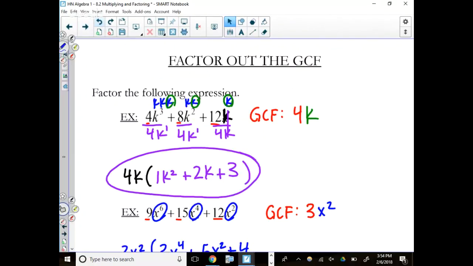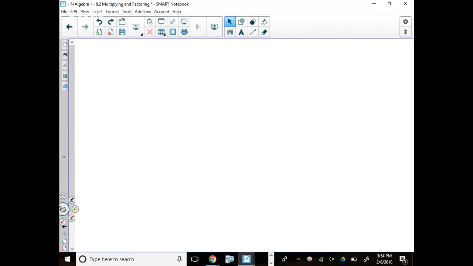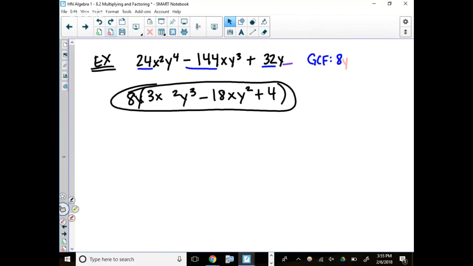You want to try this example? What's going on here? Okay, so if you want to try this question, you already have the answer here. And see if you can figure that one out. All right, so that's the end of 8.2 here. And then you can go ahead and get started on this homework.